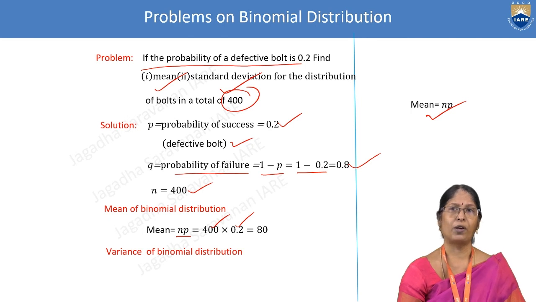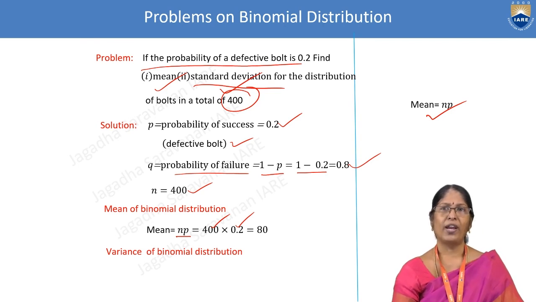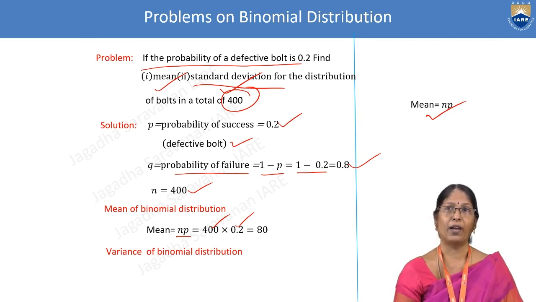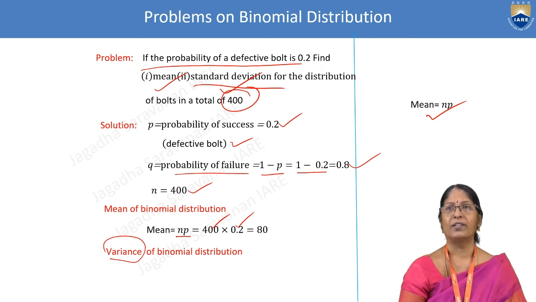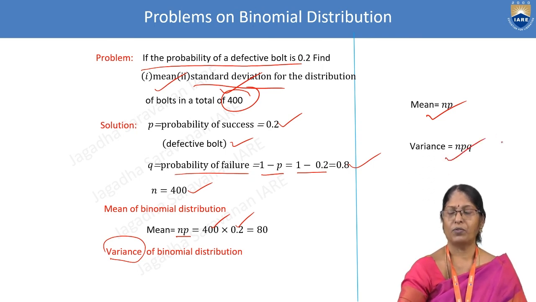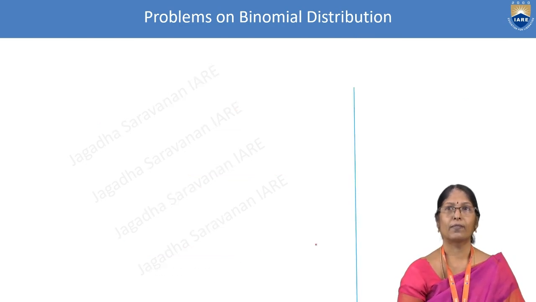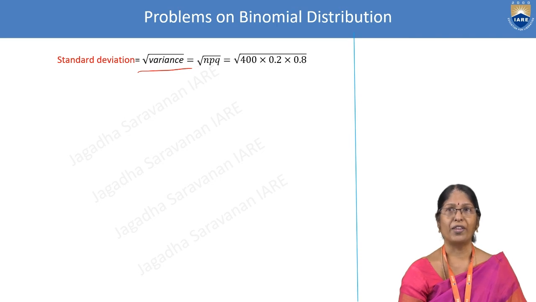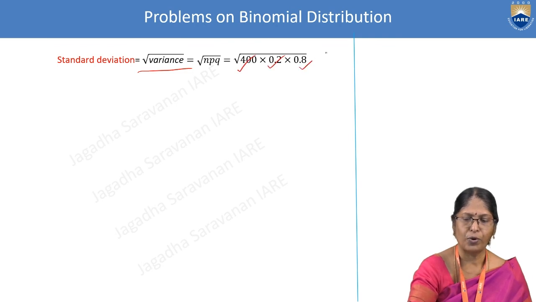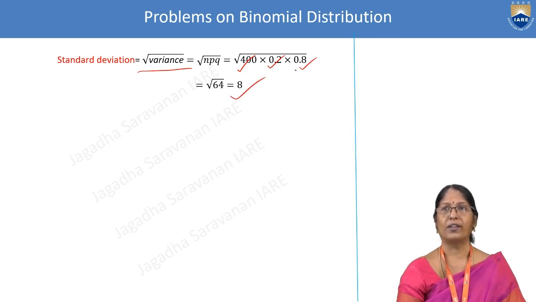Now the variance of the binomial distribution. The question asks for standard deviation; first we find the variance, and the square root of the variance is the standard deviation. The variance of the binomial distribution is NPQ. The standard deviation is the square root of variance, the square root of NPQ. N is 400, P is 0.2, Q is 0.8, so the square root of 64 is 8.